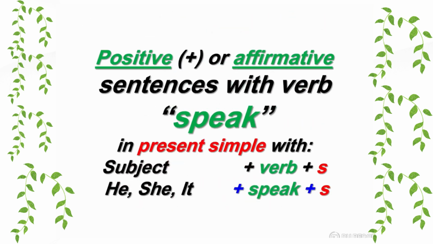Positive or affirmative sentences with the verb speak in present simple: subject plus verb plus s. So he speaks, she speaks, it speaks. In today's lesson we are not going to use it because it's just for animals, and animals and objects don't speak. So we are going to use mainly he and she in the examples.